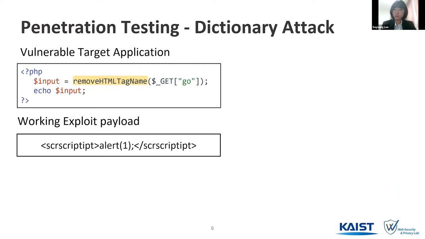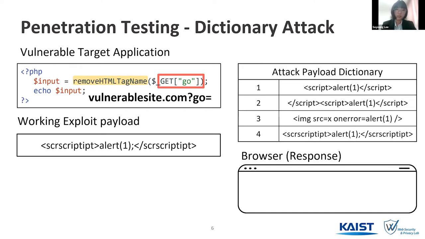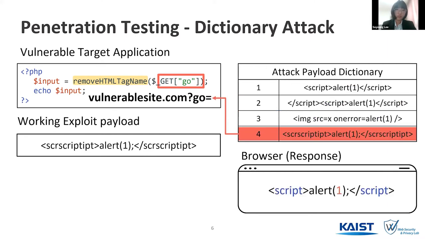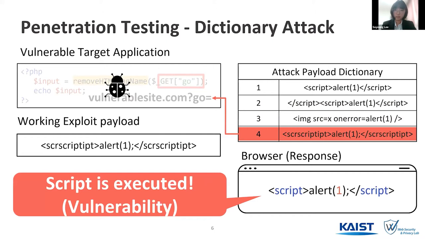Here is another example to illustrate the dictionary attack. Assume we want to detect a vulnerability in this target application with incorrect filter logic, which is removing HTML tag names. So we can inject a payload in the Go parameter. To detect this, a penetration testing tool should have a working payload in its dictionary. And this tool tries all payloads in this dictionary one by one and checks whether one of them triggers a vulnerability.